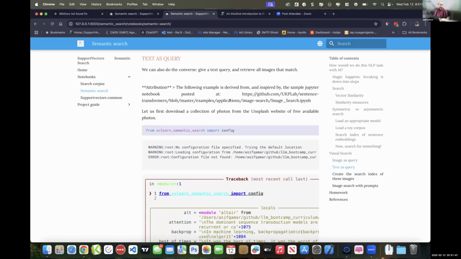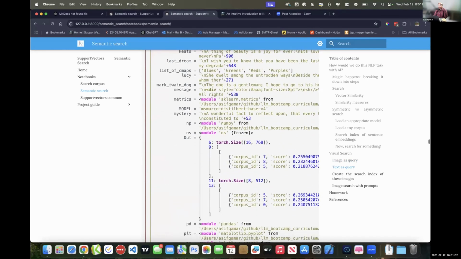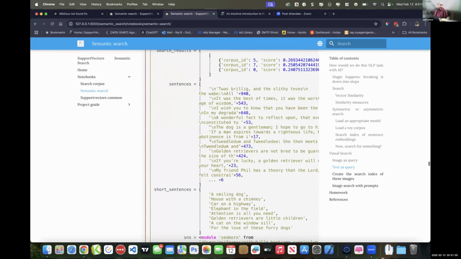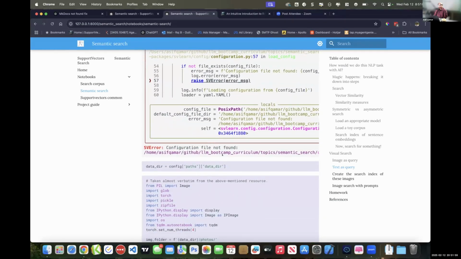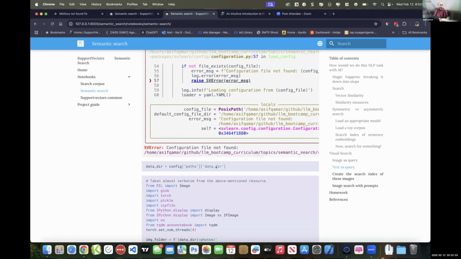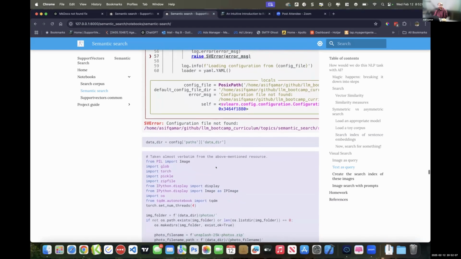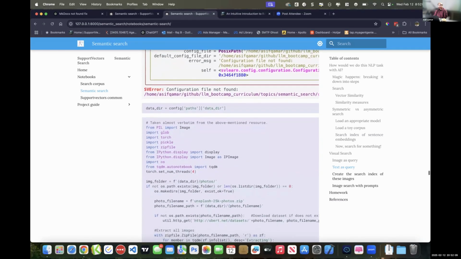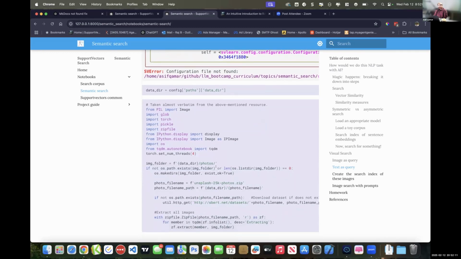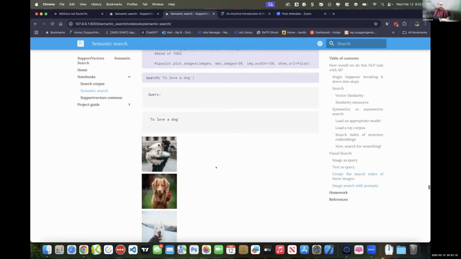Oh no, there's some error here. Let's keep going down. Some configuration file not found. Okay, that's all right. This has to be rerun with your laptop's values. Guys, this code will run on your machine, but we need to configure it properly. Keep going down, all the way down.